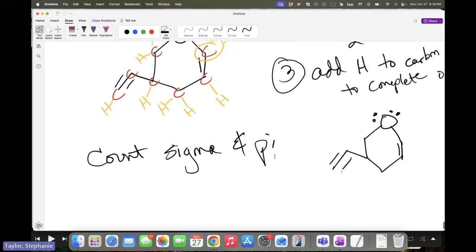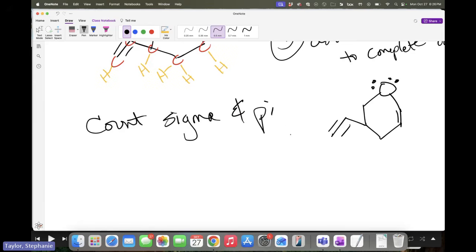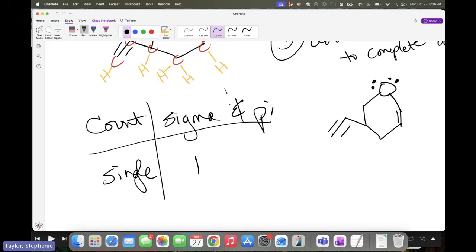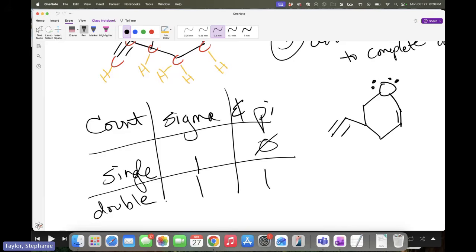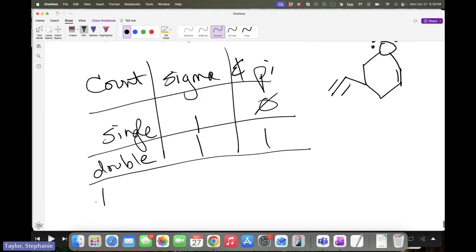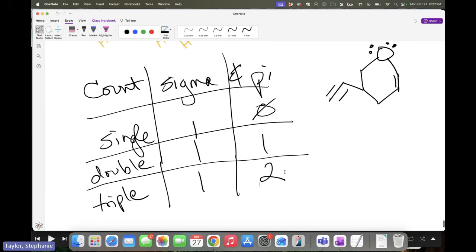So sigma and pi bonds come down to the fact that when you talk about single bonds, there's one sigma and no pi bonds. If you have a double bond, you needed more places to put the electrons, so you have one of each. And if you have a triple bond, you have one sigma bond and you have 2 pi bonds. And yes, we will hopefully have time to talk about where all of this comes from.